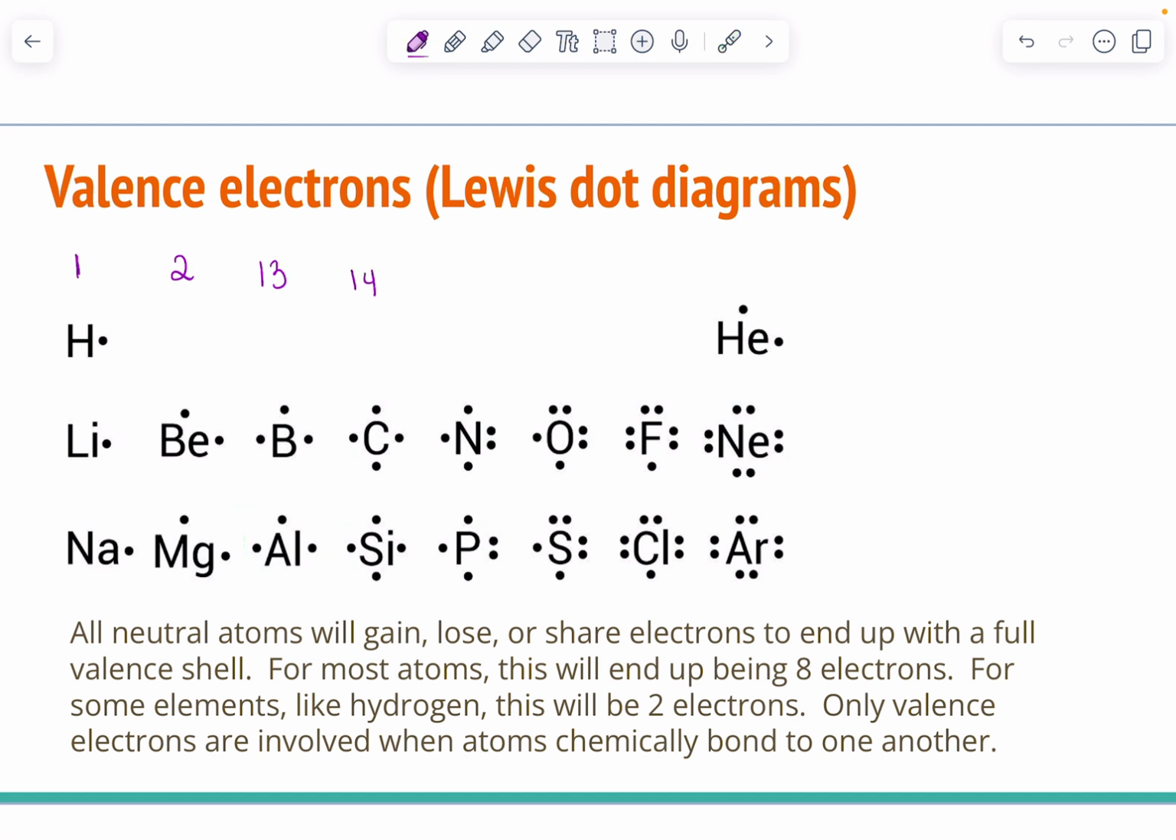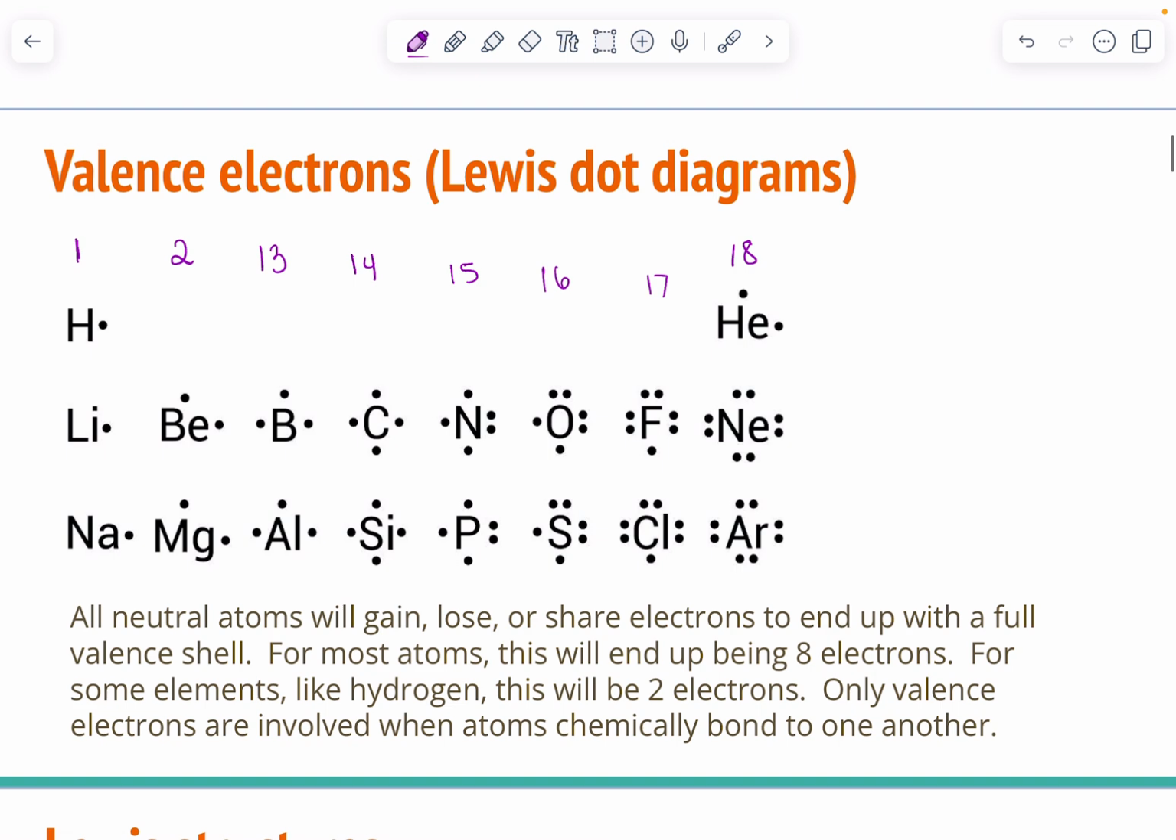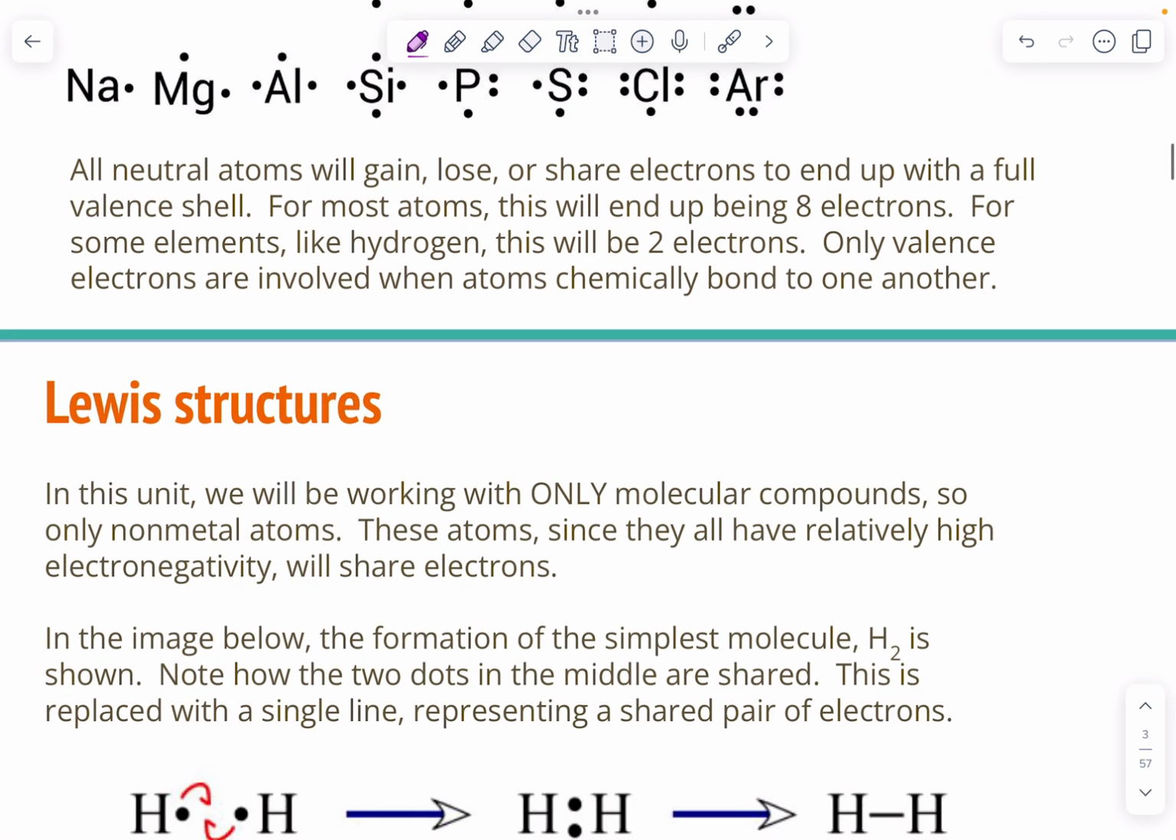And then we have group 14, 15, 16, 17, and 18. Again, going across from left to right, skipping the transition metals, we see 1, 2, 3, 4, 5, 6, 7, and 8 valence electrons represented here. And so these are the electrons that are involved in bonding.